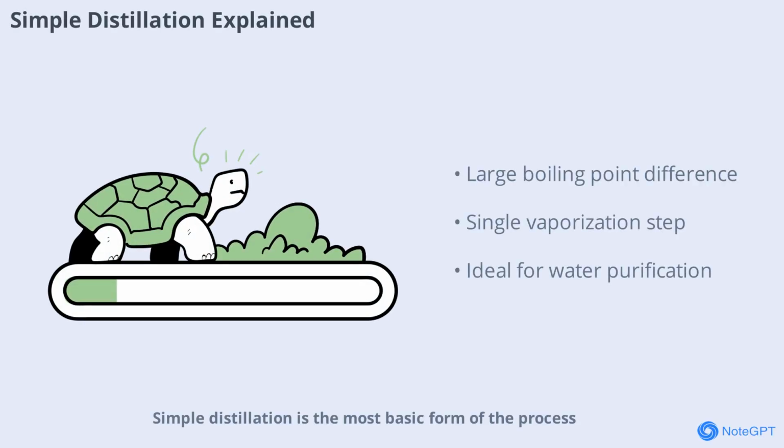Simple distillation is the most basic form of the process. It's used when separating a liquid from a solution where the boiling points of the components differ significantly. The mixture is heated, and the component with the lower boiling point vaporizes and is collected. This method is ideal for purifying water or separating alcohol from a fermentation mixture.